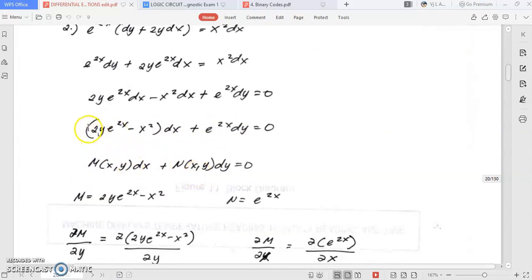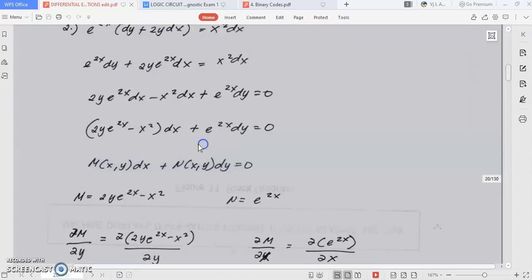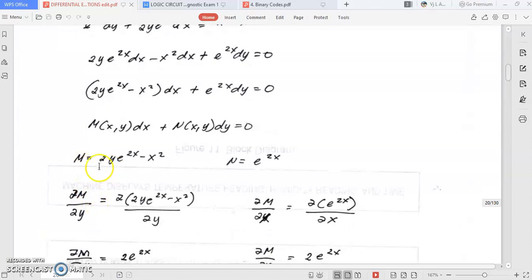After we grouped, this already forms your general form. Then we could derive this one and this one and see if they are the same. So you put your M. Your M is this one and your N is this one. So you put it here. Now let's check.